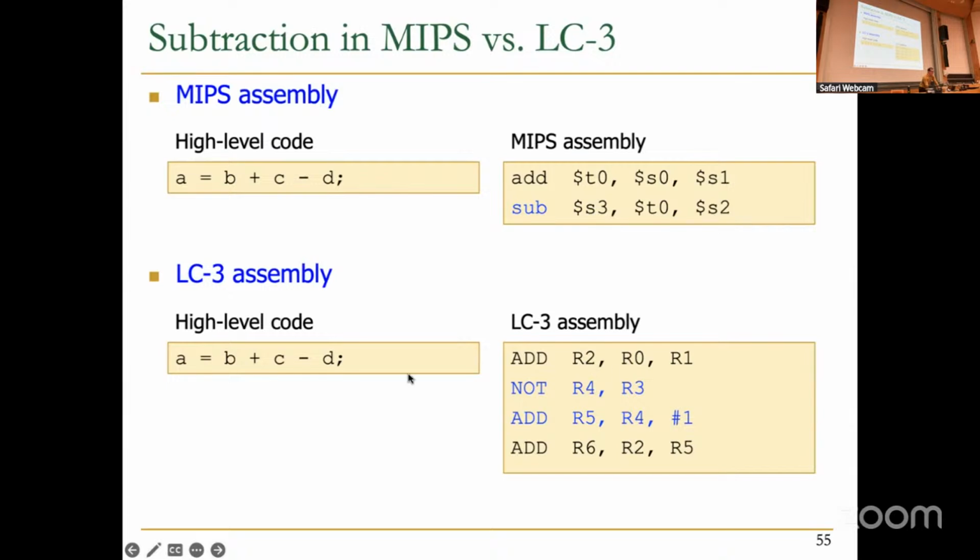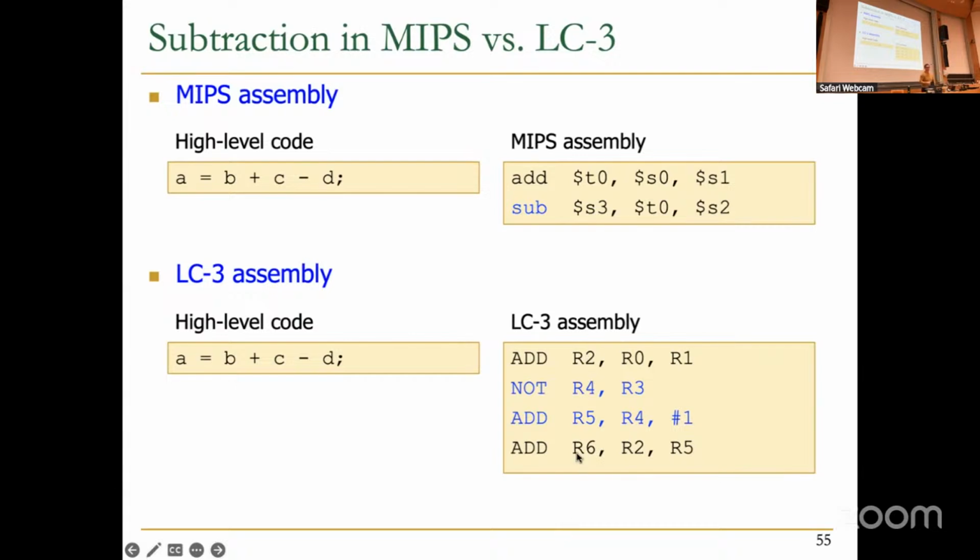You add B and C, which are stored in R0 and R1 implicitly. And then you take D, which is stored in R3, and take the 2's complement of it, meaning you negate it. You take the not of R3 and add 1 to it. That's the 2's complement, negative representation. And then add that negative thing to the B plus C that you computed and stored into R2. So this is the same code implemented in LC3.